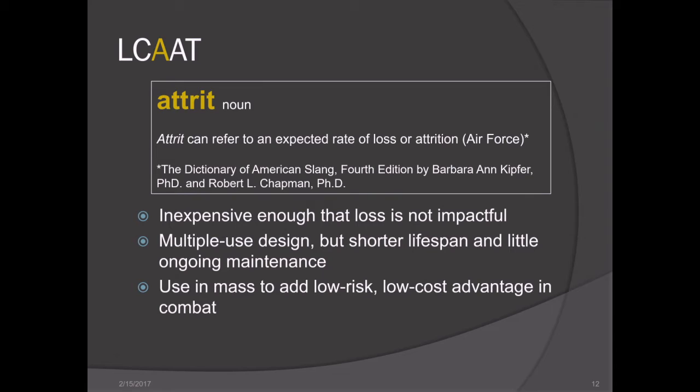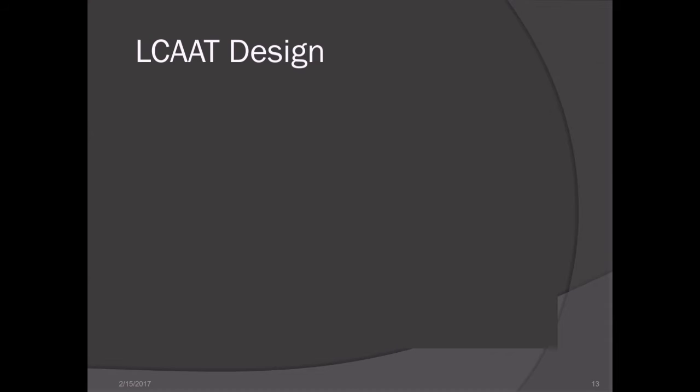One of the con-ops for the LCAAT is to use these en masse in order to add a low-risk, low-cost advantage in combat situations. You can imagine if we send in 10 LCAATs, we would probably get some benefit from them, and if we lost all 10, it's only $30 million versus a single F-35 at over $100 million. So that's the idea behind LCAAT.